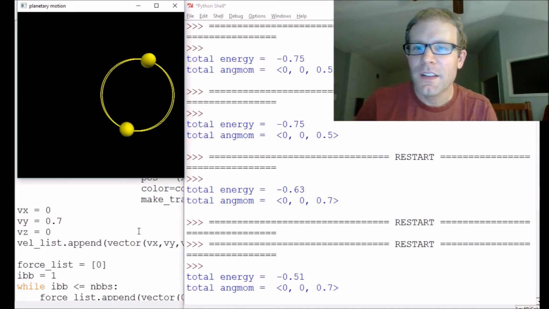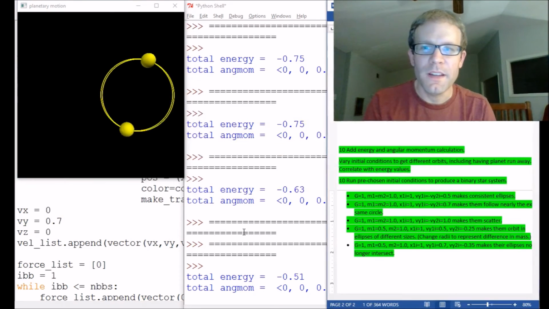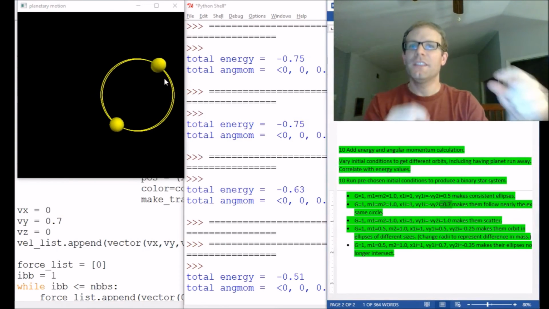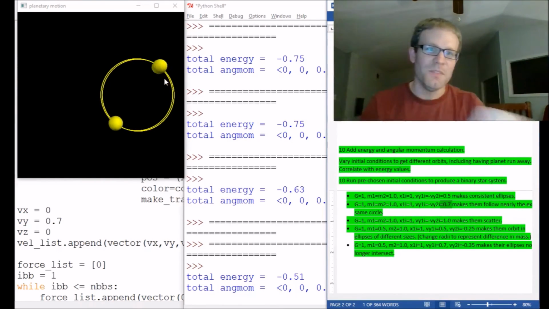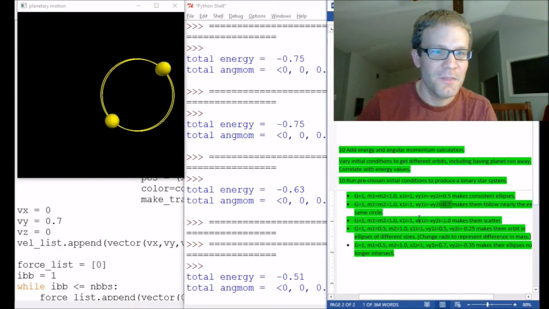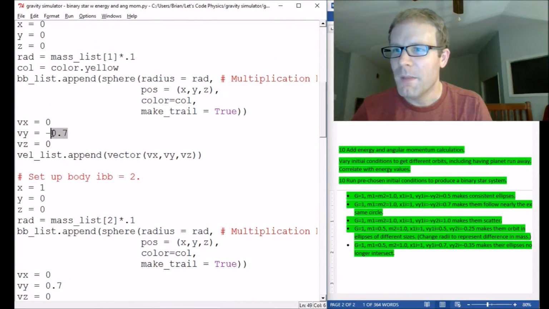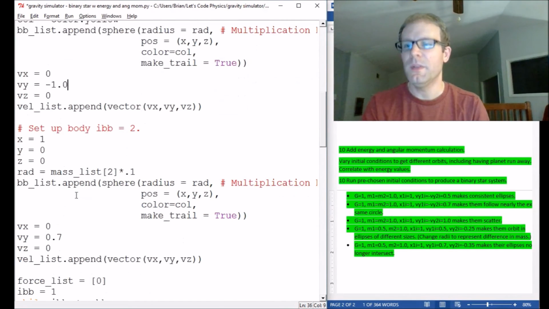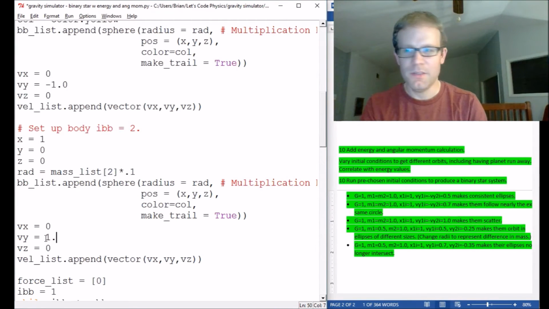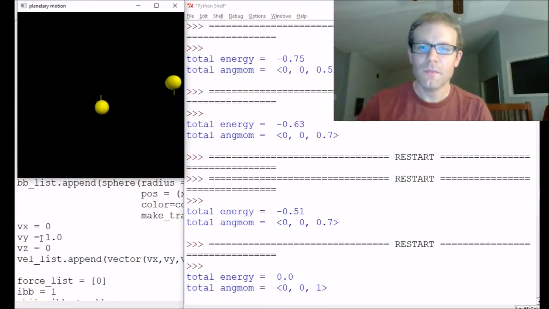So that's pretty neat. Again, obviously the conditions have to be very fine-tuned to get that circular motion. Let's try increasing that speed just a little bit more, though. We went from 1/2 to 0.7. Now let's try a 1.0.